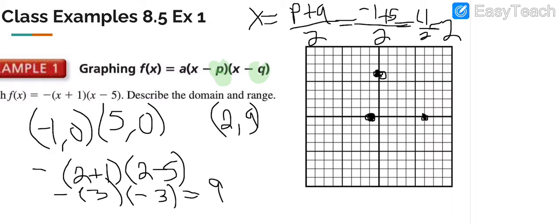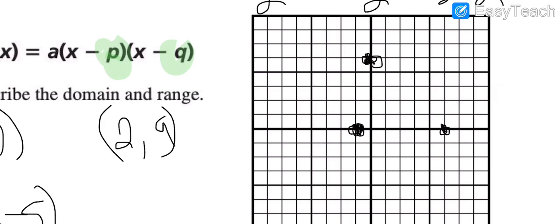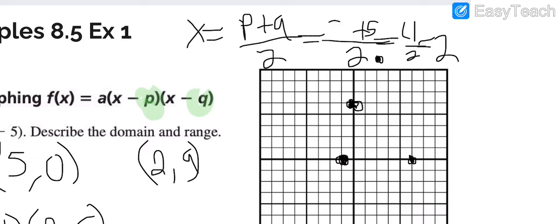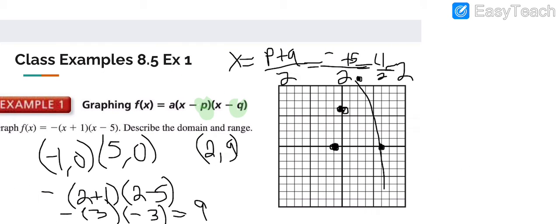Looking at this graph, 9 is going to be just outside of our graphed amount. So go over 2 and up to 9, which would be up here. And then I'd be able to draw these through.